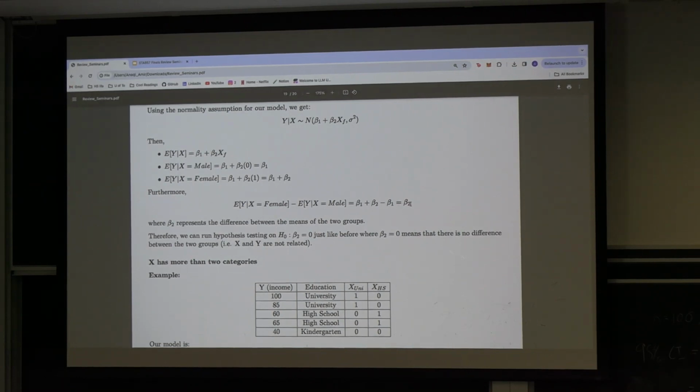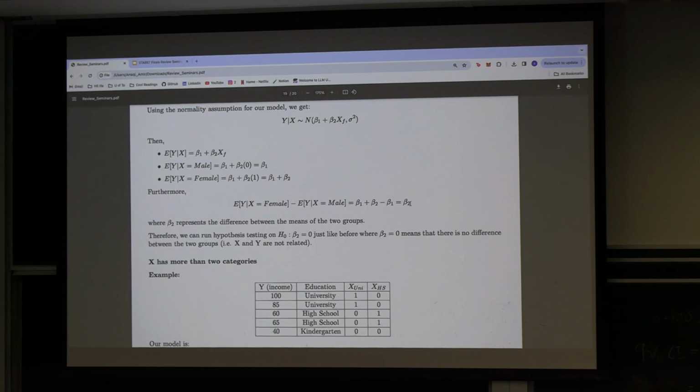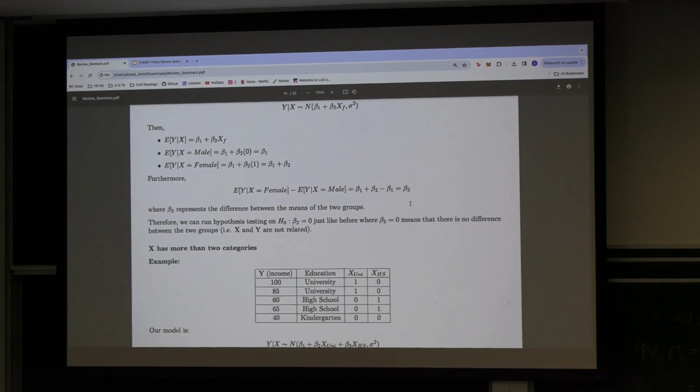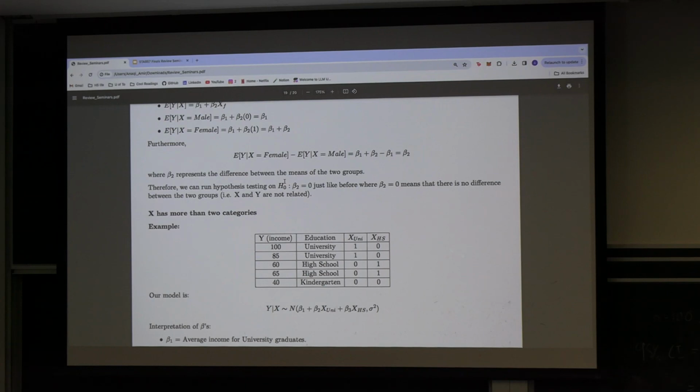Now, as I mentioned before, Shahriar likes to ask you questions about interpretation, so just be sure that you know how to interpret beta 1 and beta 2, as well as beta 1 plus beta 2, because these are all different things, and it can get confusing sometimes. And then with that, you can run normal hypothesis testing to test for beta 2 equal to 0. If it's rejected, that means x and y are related.